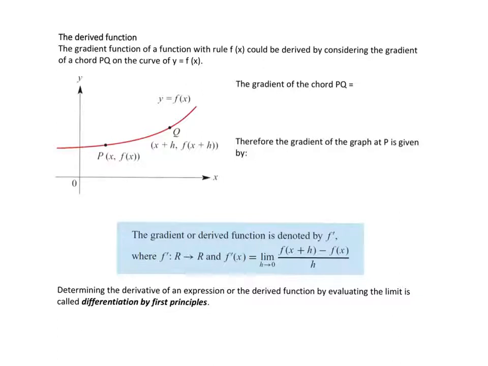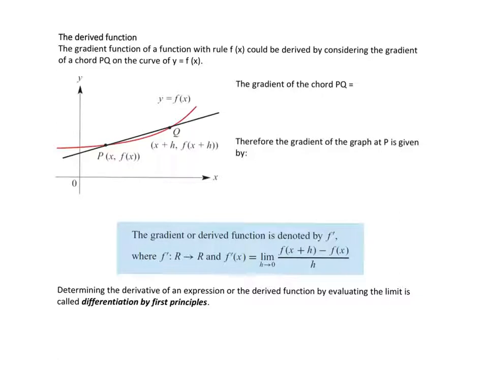So we're looking now at the gradient of a function which is not linear. In the last exercise we looked at the chords and finding the limit of something as it approaches a point. We're going to use that same information here. So what we're going to do is find the gradient of the chord PQ.